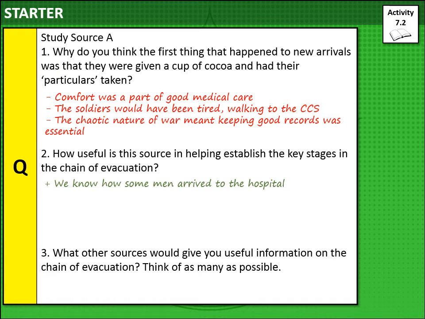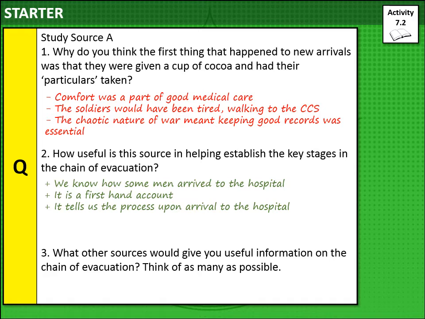For number two, I thought this source was useful and not useful in slightly different ways. Firstly, it tells us how some men arrived to the hospital. This man has walked. It's also a first-hand account. This is from a medical orderly, someone who works in a hospital, and so therefore we can establish that he would have witnessed this, and therefore it would be reliable. It tells us accurate, useful information.